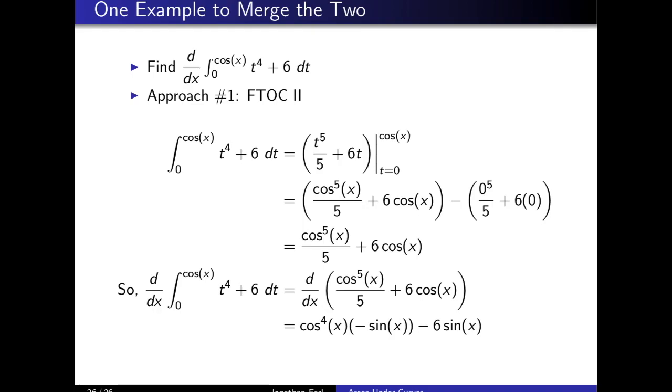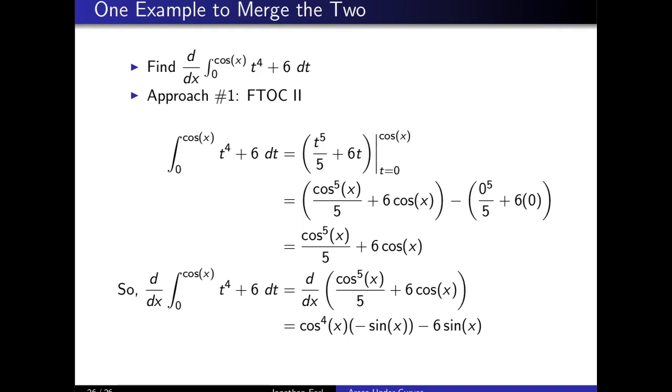Okay, and then I'm going to throw in one example that's going to merge both the ideas of the fundamental theorem of calculus part 1 and also part 2. So this one looks kind of strange. We're going to find the derivative with respect to x of the definite integral from 0 to cosine of x of t to the 4 plus 6. So the first way I'm going to do this is with the fundamental theorem of calculus part 2, because we could easily find an antiderivative for t to the 4 plus 6 and then just do the evaluation and then take the derivative of that.